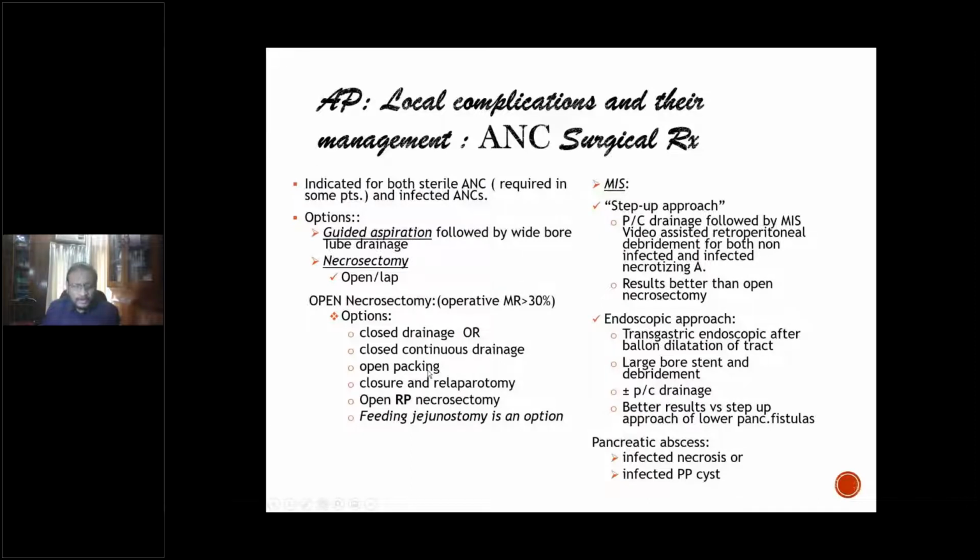Or you can do an open retroperitoneal necrosectomy. So instead of opening the abdomen from the anterior part, you can go from the posterior, directly approach the pancreas and remove the necrotic part. In any scenario, whenever you're doing an open necrosectomy, the patient is so ill that the patient cannot take anything orally, and that's why a feeding jejunostomy is an option that should always be strongly considered.